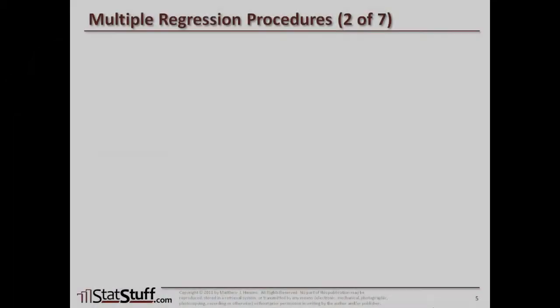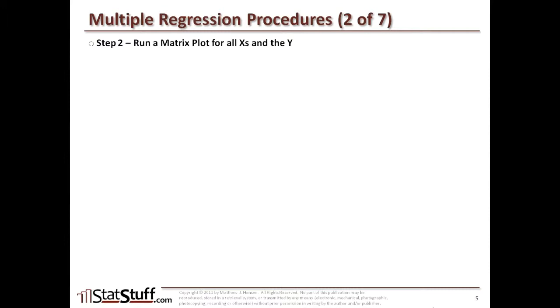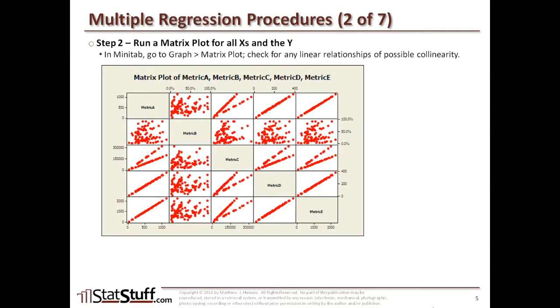Okay, now for the second step, we're going to run a matrix plot against all the x's and the y. This is where, in Minitab, you go to the graph menu and select matrix plot. From there, we would check all the linear relationships for possible collinearity between them. So here's an example of the output you would get when you run the matrix plot for all the variables.